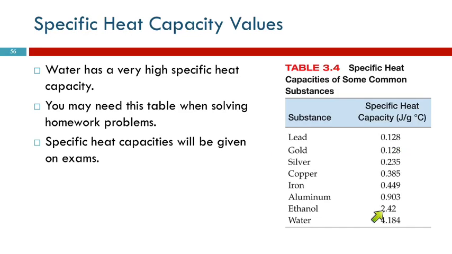This table gives us a list of specific heat capacities for some common substances. These are given in terms of joules per gram degree Celsius. And we've got lead, gold, silver, copper, iron, aluminum. These are all metals. Metals tend to have very low specific heat capacities. That's one of the things that makes them useful as cookware, right? When you have a pot, you want the pot to heat quickly and transfer that heat to what's inside of it. You don't want it to take forever to get hot.